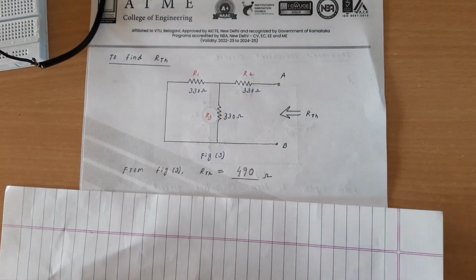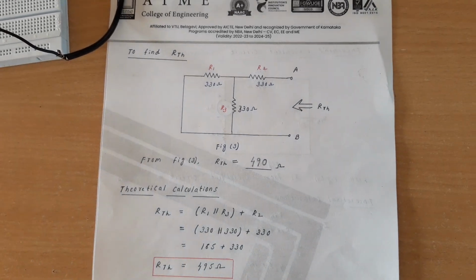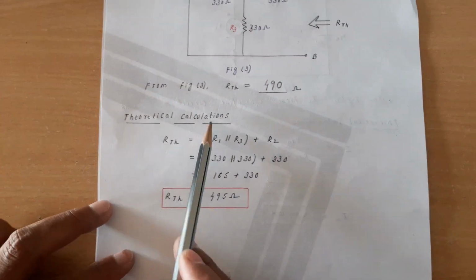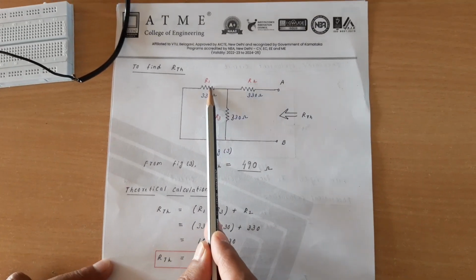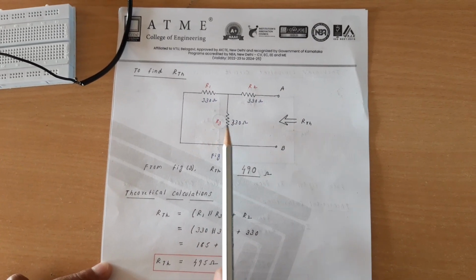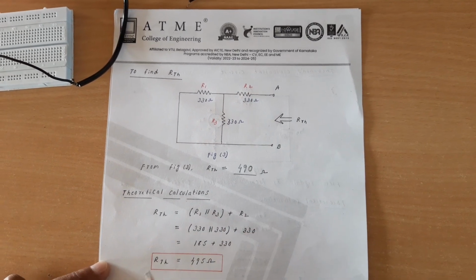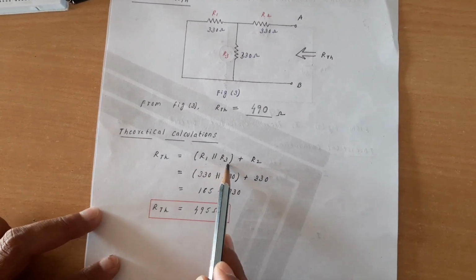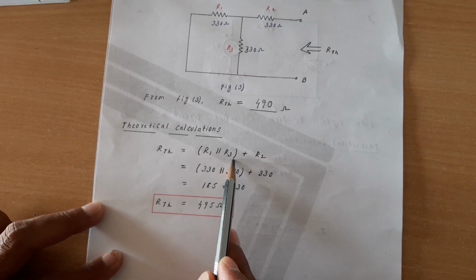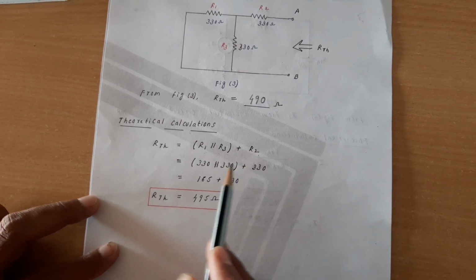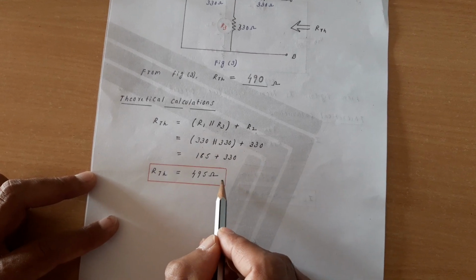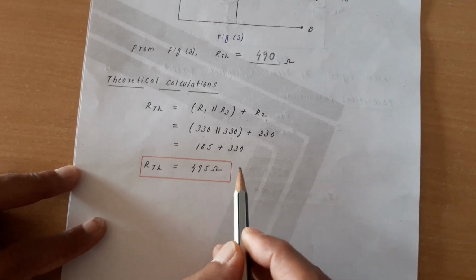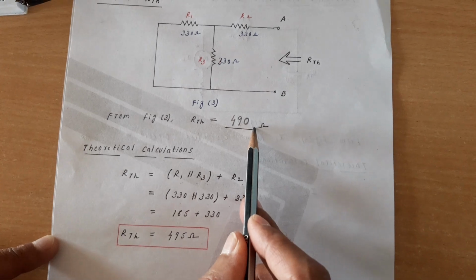Now let us prove whether this answer is right or wrong theoretically. To do the theoretical calculation, RTH is equal to R1 parallel with R3 plus R2. I am using this formula, R1 parallel with R3, since R1 and R3 are parallel, in addition to R2. So 330 parallel with 330 plus 330, the answer I have got is 495 ohms, whereas practically I have got 490 ohms.